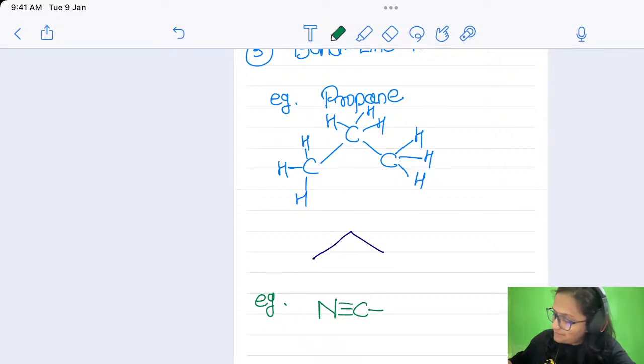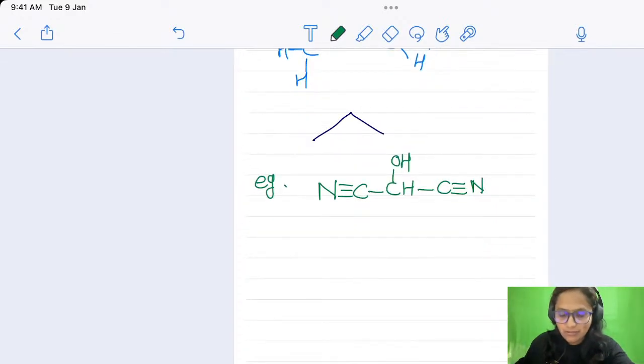NC, CHOH, C triple bond N. This is the question. We are going to convert it to the bond line formula.